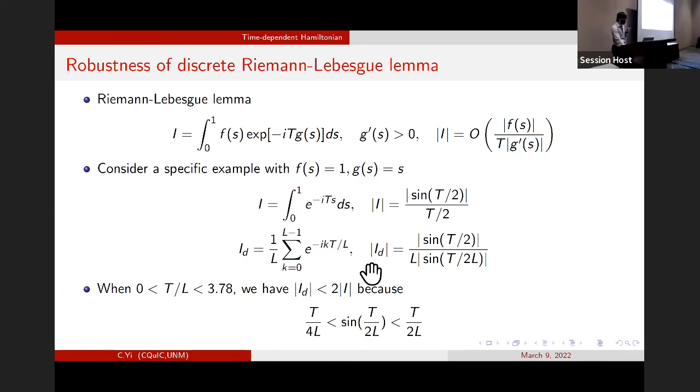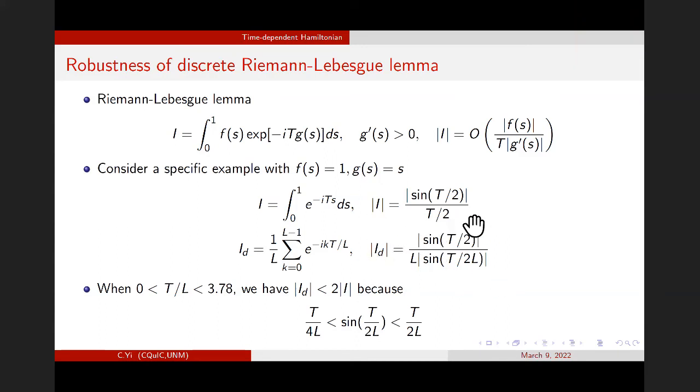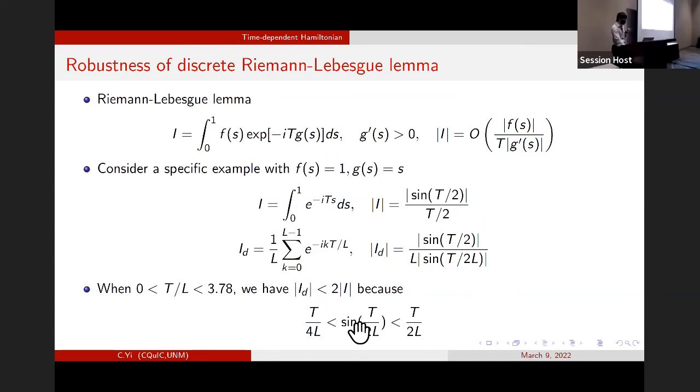Now we want to compare the amplitude to find out the region that makes the discrete summation a good estimation of the continuous limit. It turns out, because of the specialty of the sine function, as long as the time step stays in this very large region, the difference between them is just a factor of 2. But in numerical analysis, we don't care about this factor of 2. We only care about the dependence on T and L.